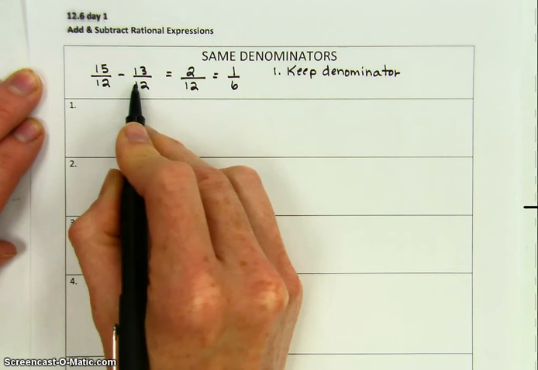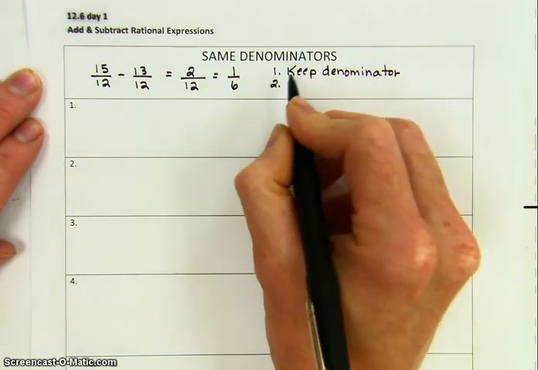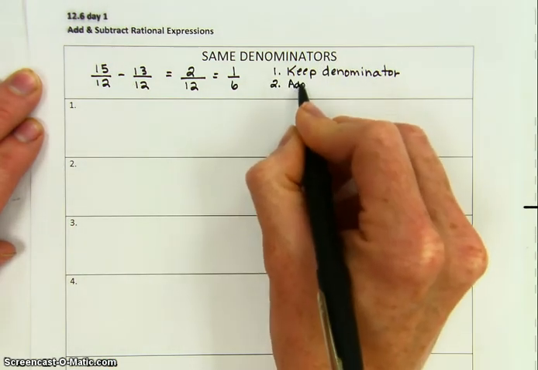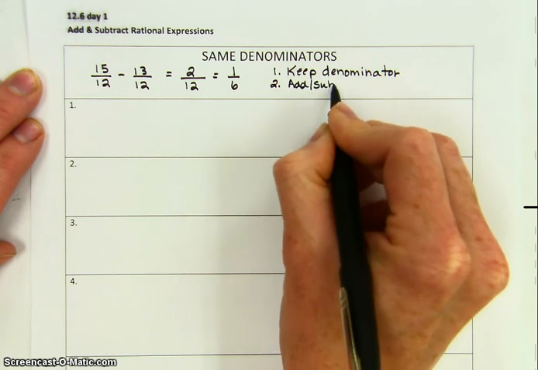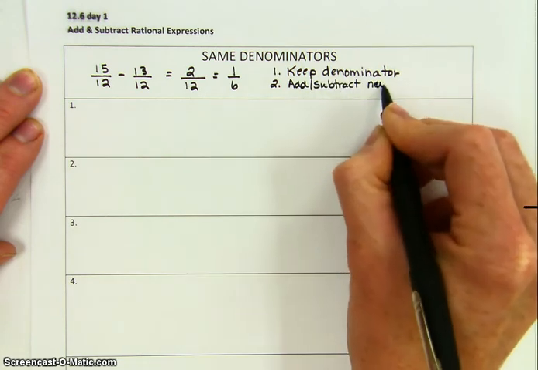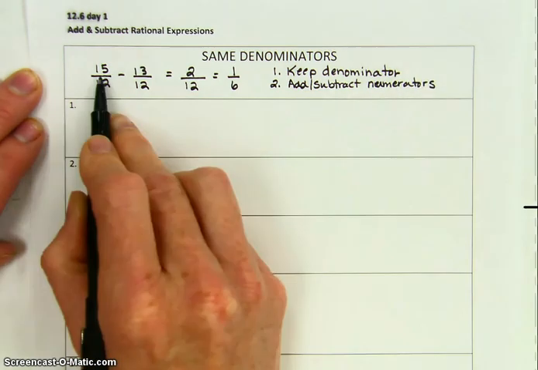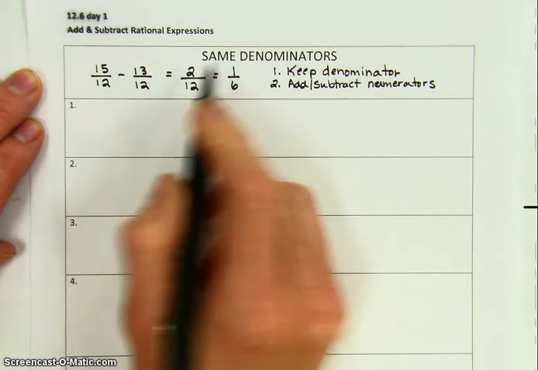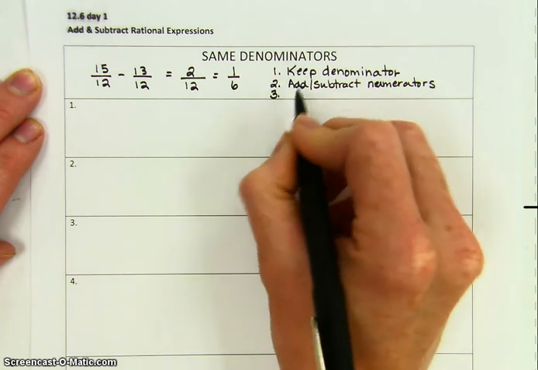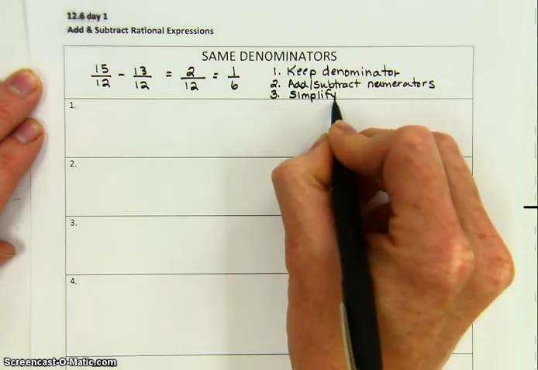That's what I did here. I kept the 12. Second is I added or subtracted the numerators. And that's what I did, 15 minus 13, and got 2. And third, I always simplify my answers.